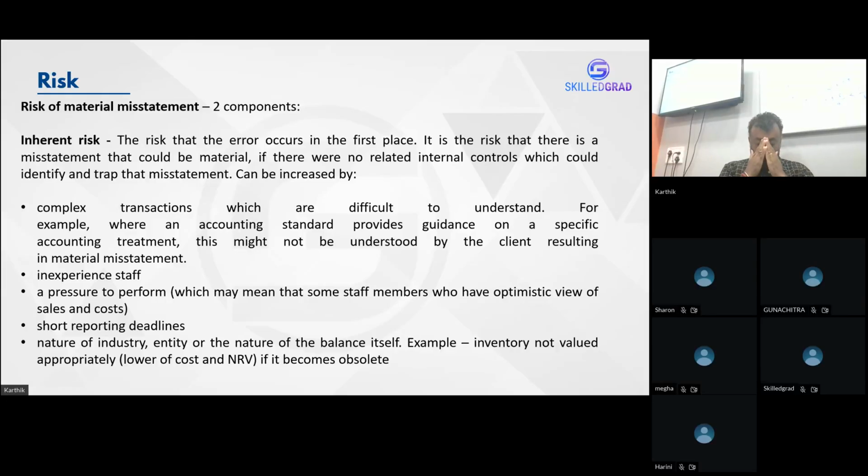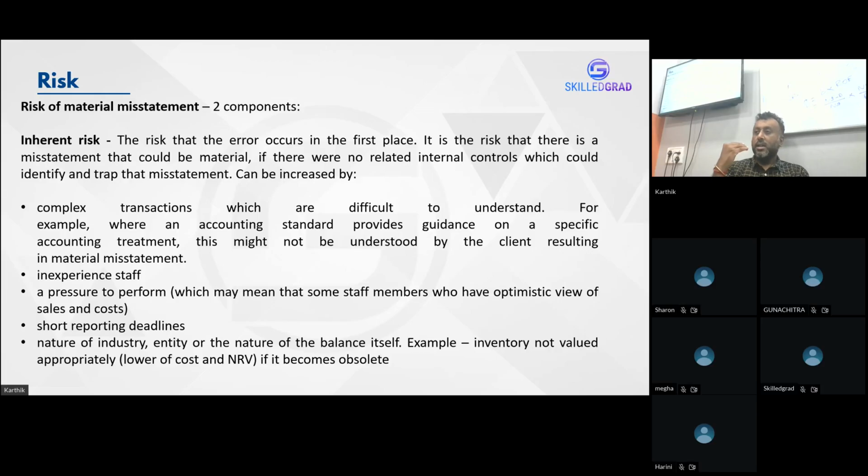Okay. We are going to see what is inherent risk. Then we are going to see what is control risk. Inherent risk, I think of it like something like a manufacturing defect. If there is a defect, then obviously there is going to be risk. Think like that. Inherent risk is the risk of error occurring in the first place.